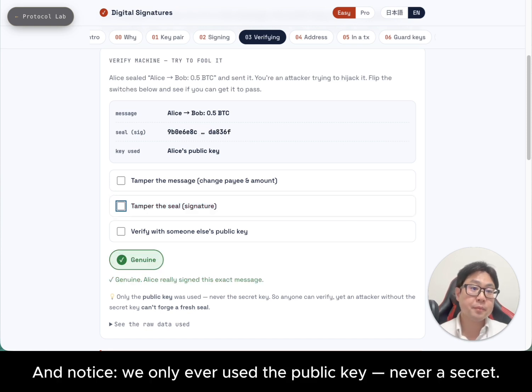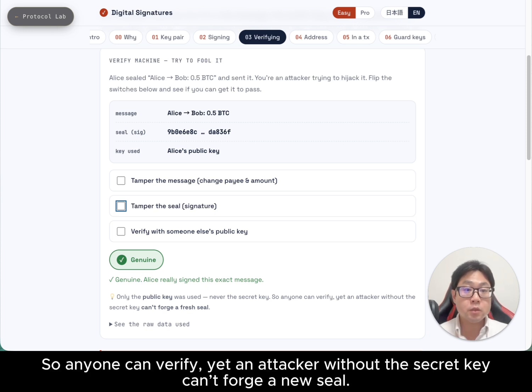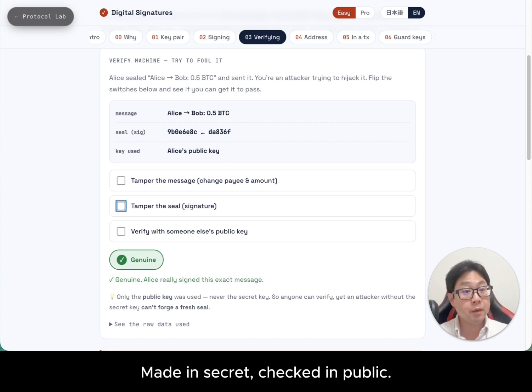And notice, we only ever use the public key, never a secret. So anyone can verify, yet an attacker without a secret key can't forge a new seal. Made in secret, checked in public. That's the power of signatures.